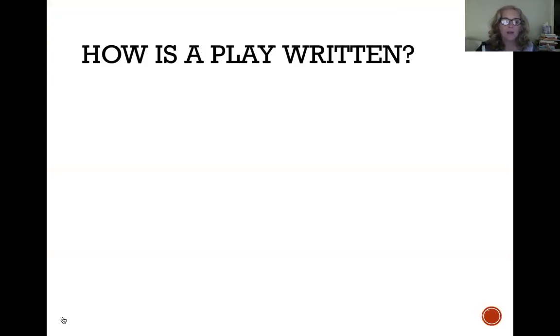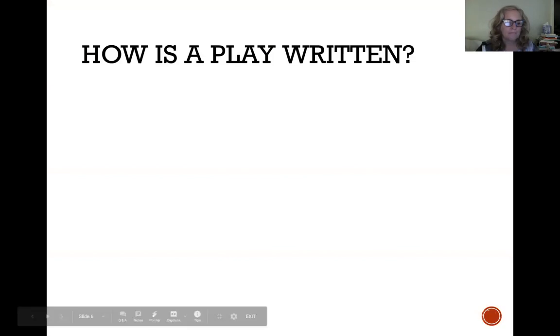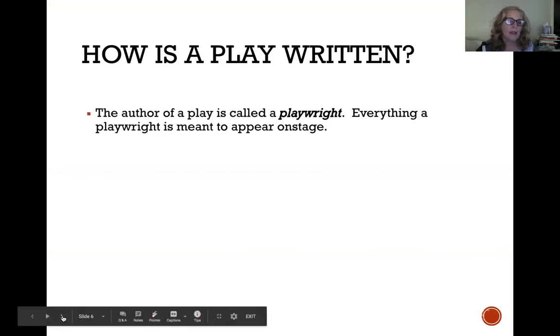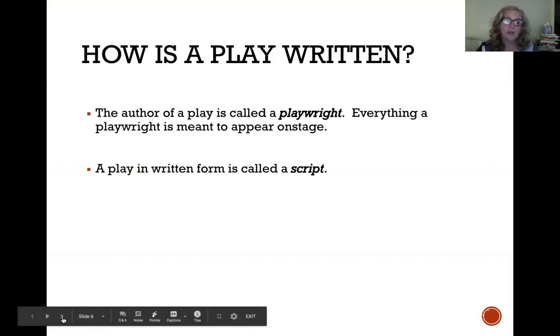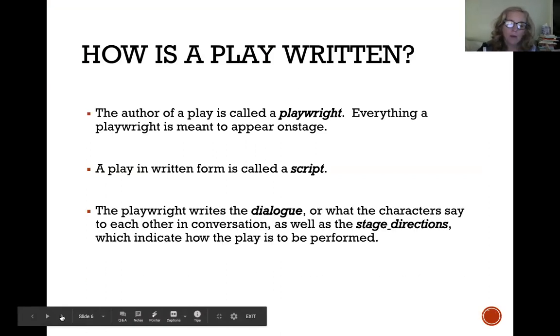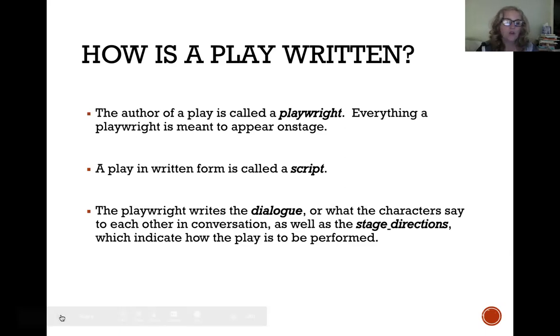How is a play written? The author of the play is called a playwright. Everything a playwright writes is meant to appear on stage. A play is written in a form called a script, and the playwright writes the dialogue, or what the characters say to each other in conversation, as well as the stage directions, as we talked about, which indicate how the play is to be performed.